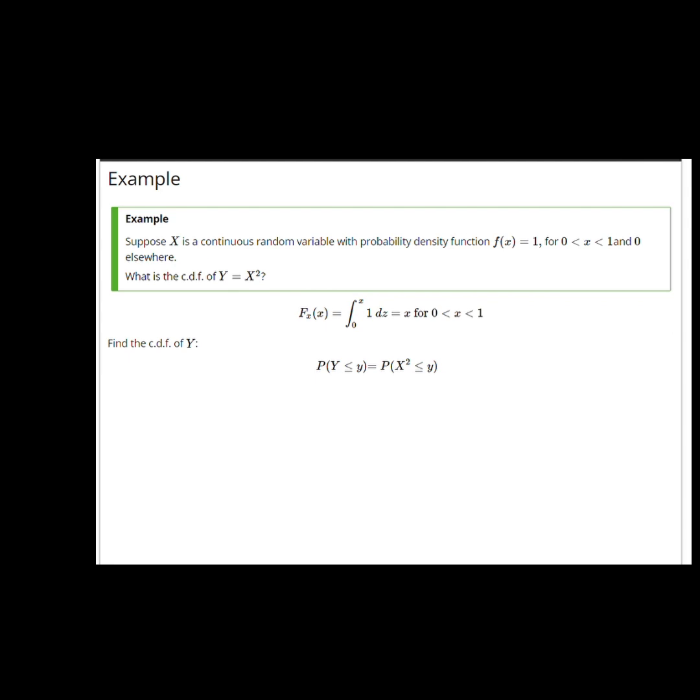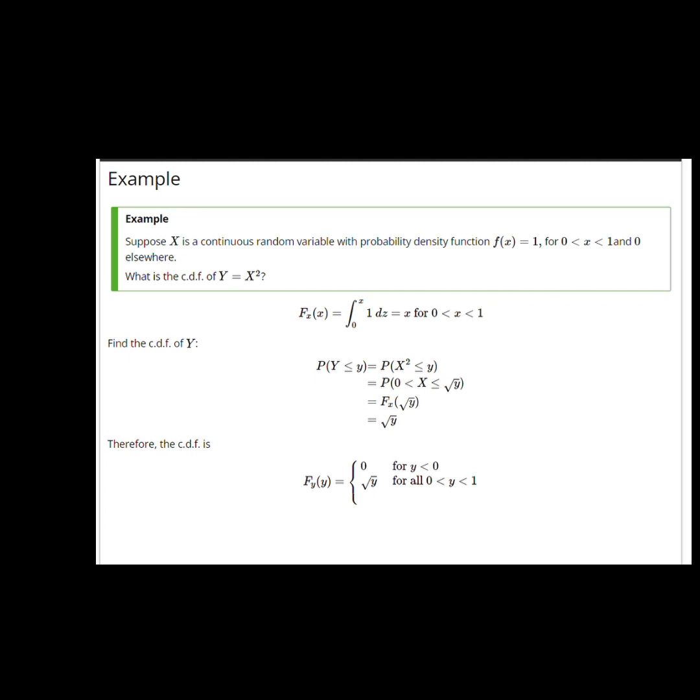Since capital X is always positive, this can only happen if x is less than or equal to the square root of y. In terms of the cumulative distribution function of capital X, this is F of the square root of y. So evidently the cumulative distribution function of capital Y is the square root of y, provided that y is in the interval from 0 up to 1.